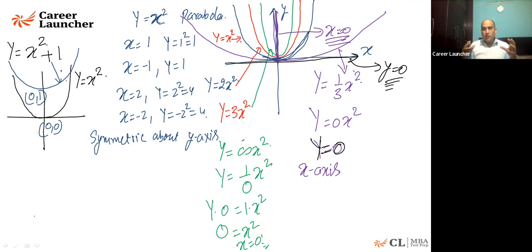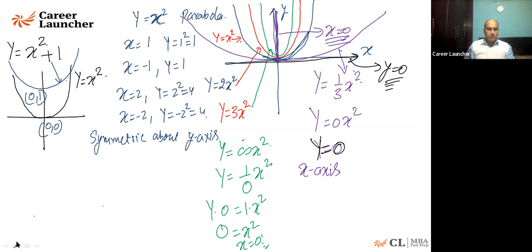Many of you must be thinking, what happens when you subtract? Of course, I will pull it down. So if you are adding anything to the value of x square, the parabola is bound to go up. If you subtract, it will come down. I hope it is clear to all of you.